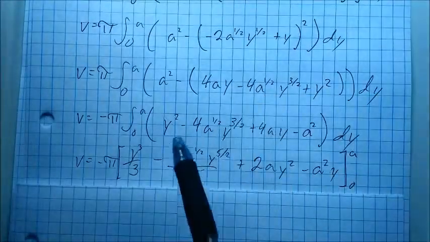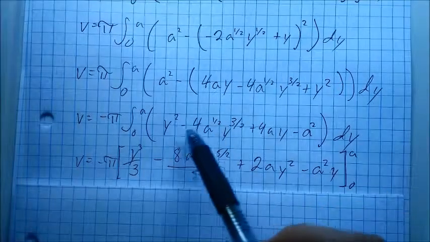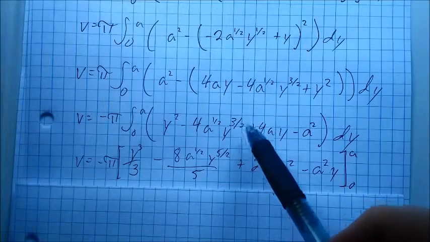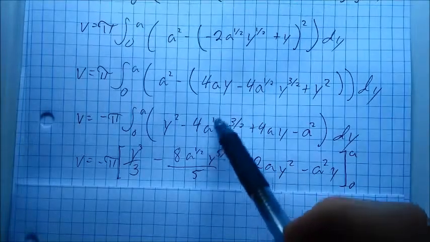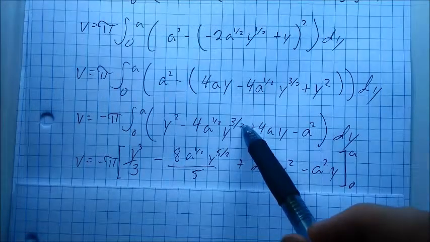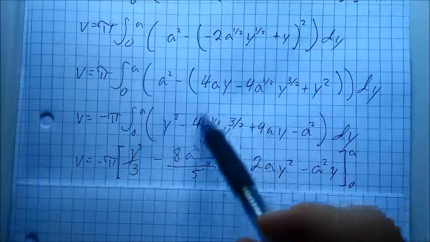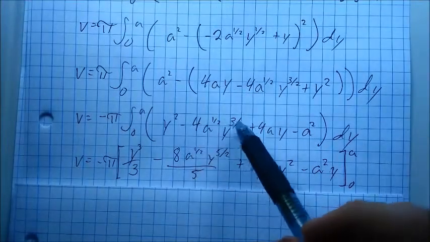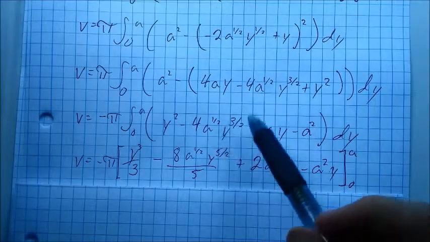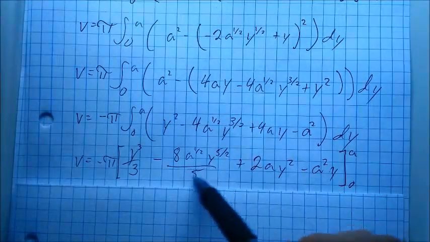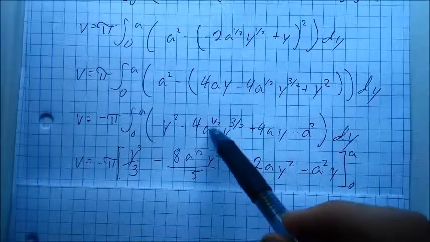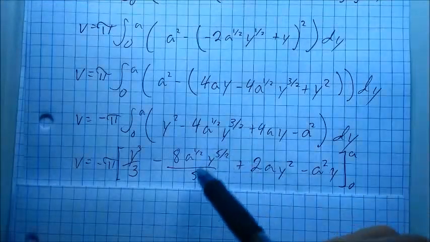To integrate, we have y squared, which is y cubed over 3. Over here, we have y to the 3/2, and again, this a is just a coefficient. You don't need to worry about doing anything with this a in terms of integration. So for y to the 3/2, the 2 is going to land on top, so 4 times 2 is 8. Then we increase the power by 1, so 3/2 becomes 5/2, and we divide by the numerator of that, 5. So it's 4 times 2 is 8, a to the 1/2 y to the 5/2 over 5.